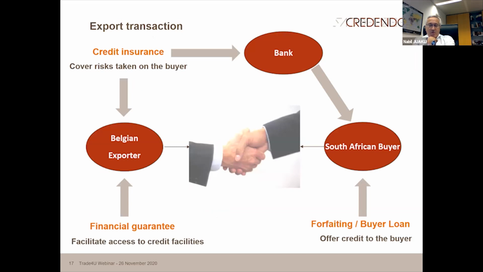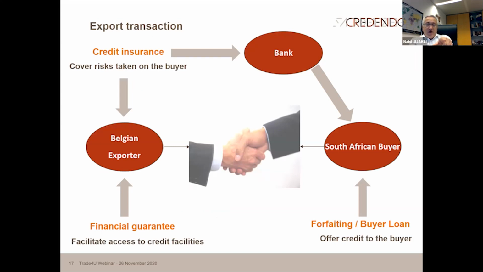Let's see how the credit insurance works. Here you have in one slide how it works. You have the Belgian exporter having applied for a tender for a South African public buyer. He might have it directly. So then we are covering the risk of non-payment, the risk of cancellation between the Belgian exporter and the South African buyer, in this example.